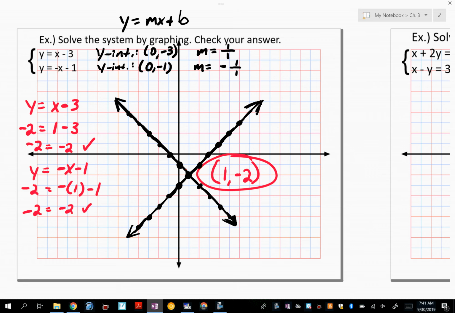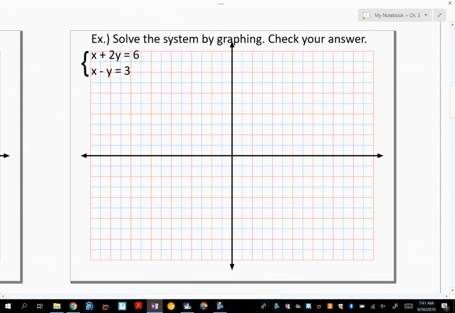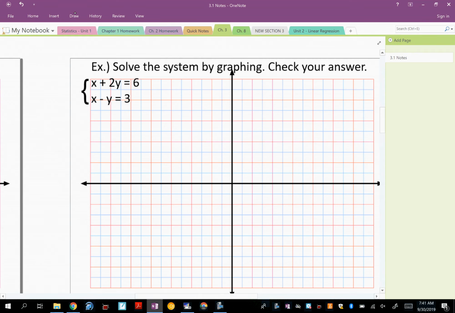Any questions? Pretty good on the first one. Excellent. Okay, let's go to the second one. Okay, now look at this one. What do you notice when you read this system? They're not in slope-intercept form. So that's that extra step that we have to do first. Okay? So let's look at the first one.